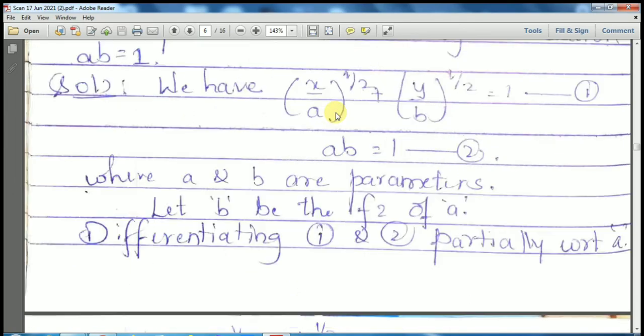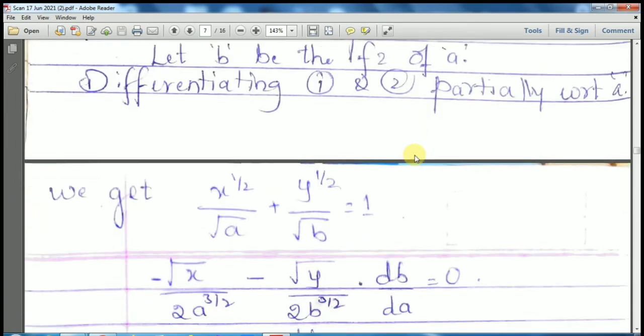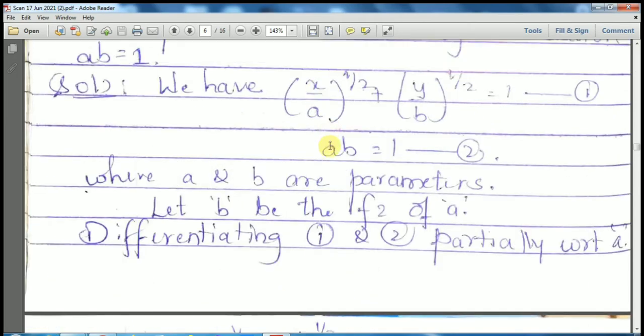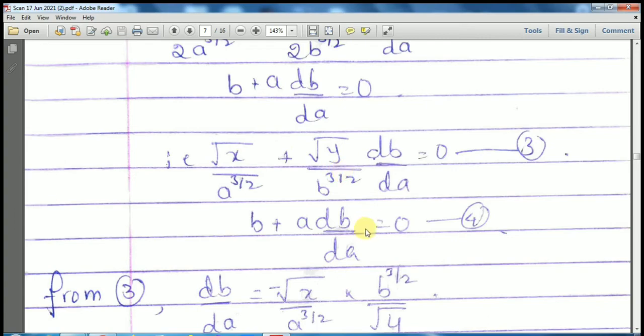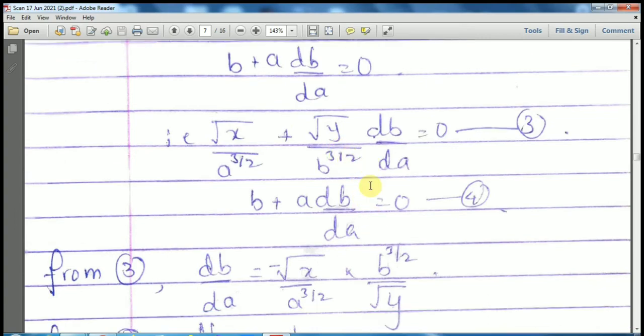Again, in the second equation, we have a into b equal to 1, which implies a into b is a function of a, which implies both are functions of a. We need to use the product rule: a into derivative of b plus b into derivative of a. The derivative of a with respect to a is 1, so b into 1 will be b itself, plus a into db by da, because b is a function of a. Like this we got the differentiated term.